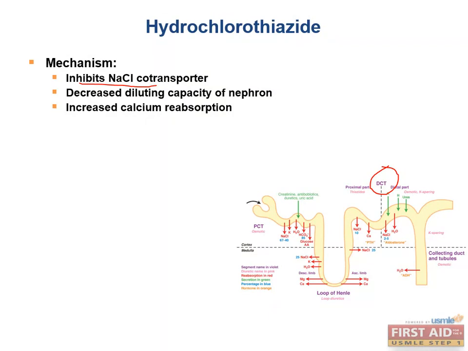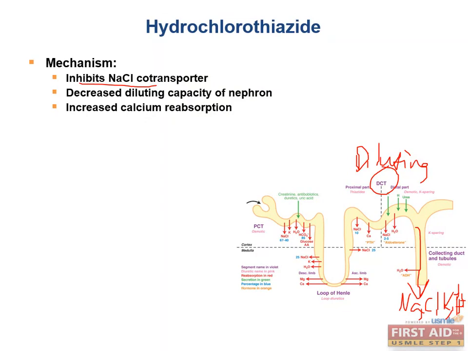Now, the distal tubule is important for diluting filtrate. So inhibiting the sodium chloride cotransporter reduces the ability of the nephron to dilute the urine. Therefore, more ions get excreted, sodium chloride and potassium, as well as hydrogen ions.